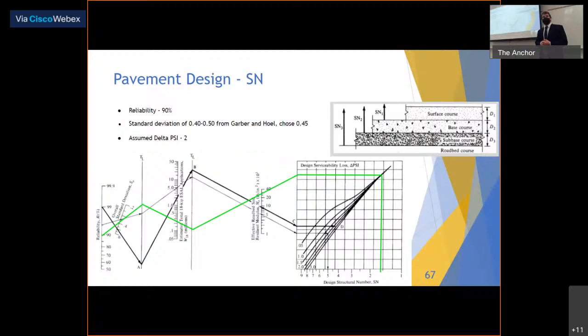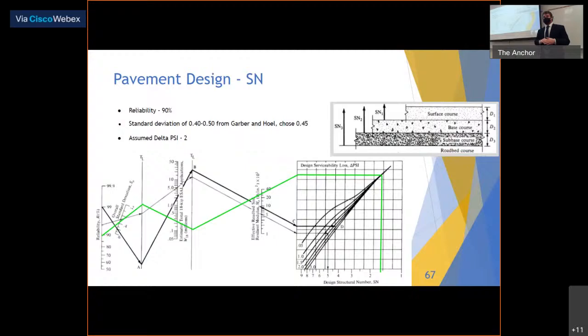And along with this, we need to assume a standard deviation. According to Nicholas and Paul, 90% reliability comes with a standard deviation between 0.4 and 0.5. So we split the difference into 0.45. And as you can see, if you follow the green line, you can see our process. We started with the reliability. We chose our standard deviation, followed a line, then we used our ESAL, calculated in millions, so it'd be 0.2 million. And then we used the modulus for each layer. This was a very iterative process, and it eventually gave us a structural number that was appropriate for our design.